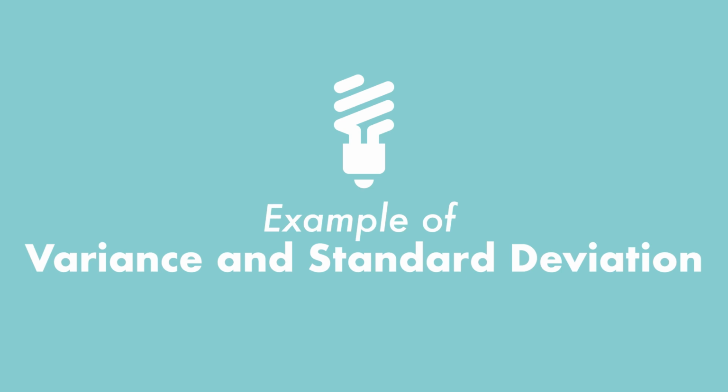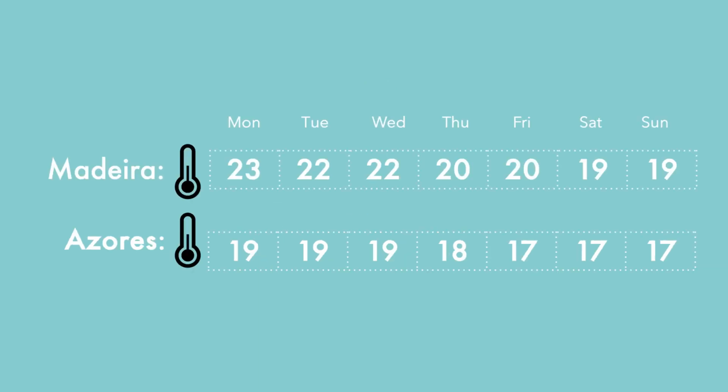It is important to see these concepts with an example. Here, we have this week's temperature throughout the day for the islands of Madeira and Açores. For example, on Monday, we had 23 degrees Celsius in Madeira and 19 in Açores, and so on. We want to know more about the temperature phenomena in these two regions this week.